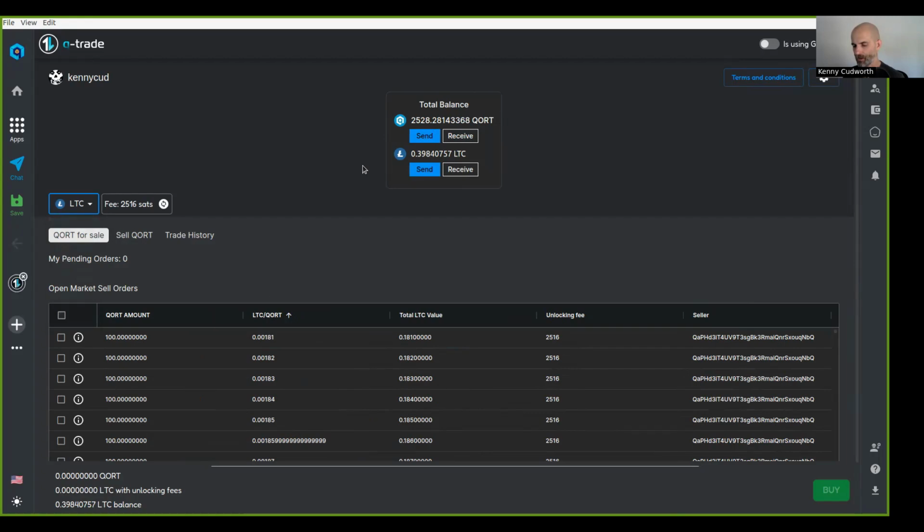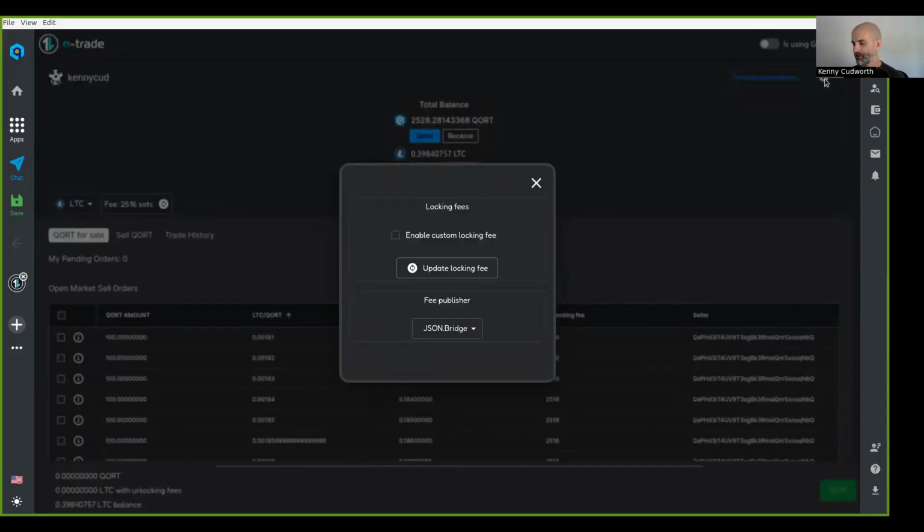Okay, so we're going to start by looking at it from the seller's perspective because all trades are started by the seller. They're never started by the buyer. Seller puts up orders and the buyer has to match them. So we will look at it from the seller's perspective first. And the first thing the seller should think about is the minimum fee that is used for locking and unlocking trades.